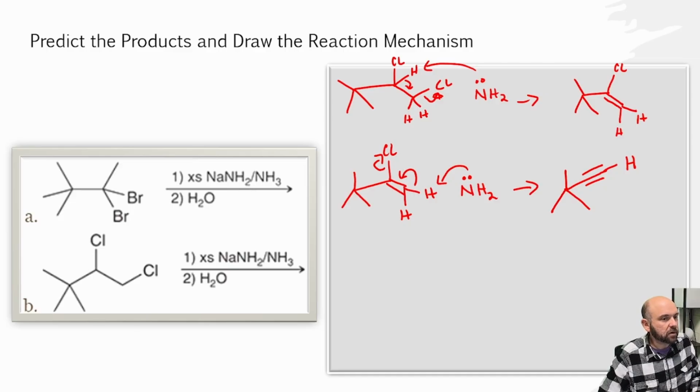And so I think you can figure out what the next steps are for this mechanism. We use a base ion to remove the last proton, and then during workup we use water to add the proton back to get the product of the reaction that we want.